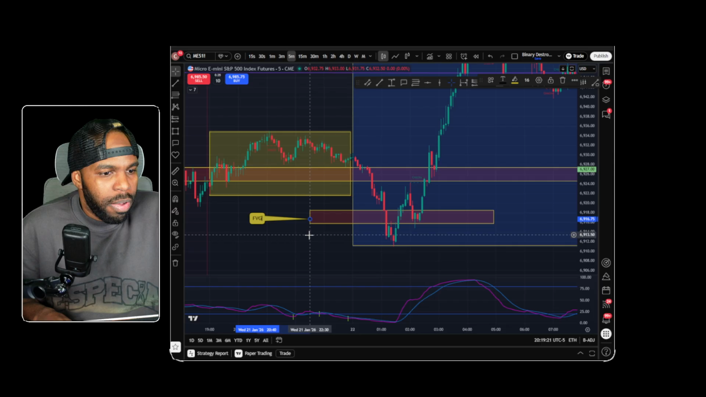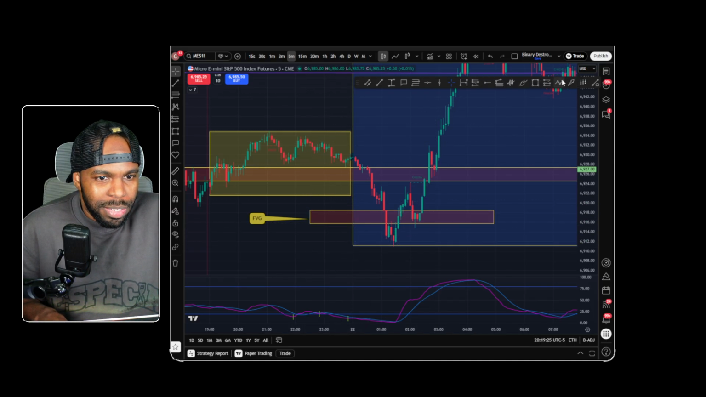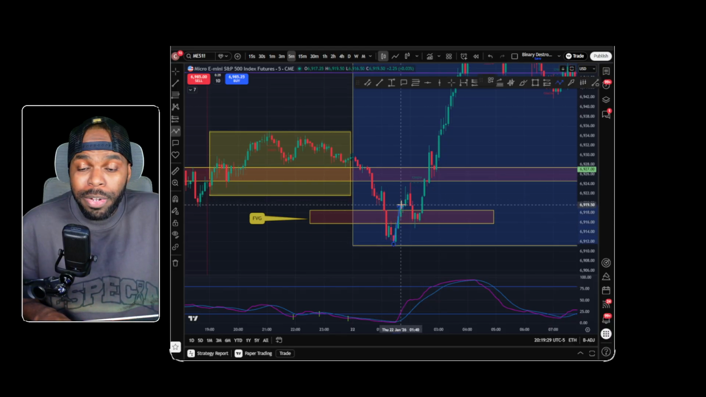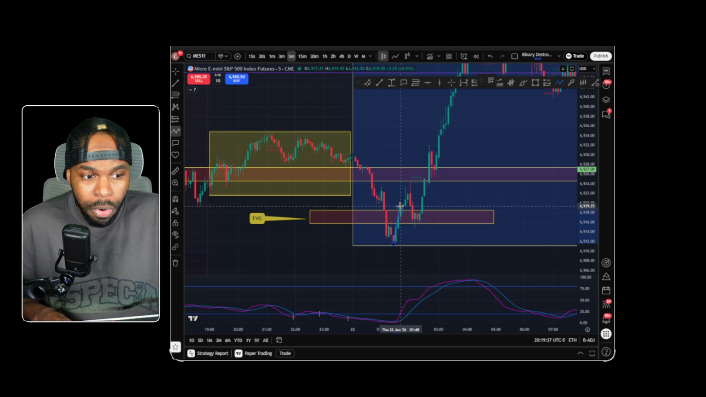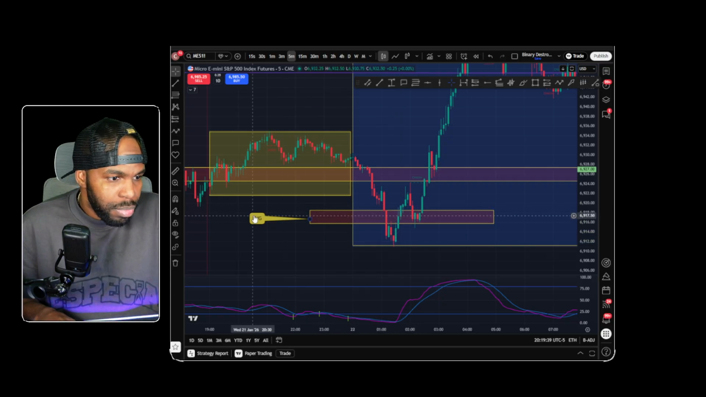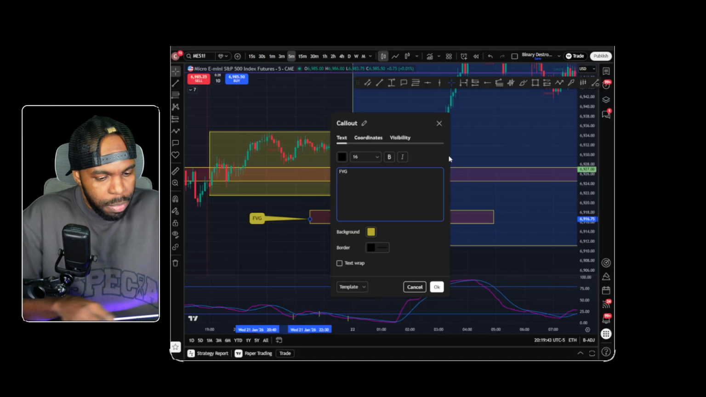So this is a fair value gap right here, a bearish fair value gap. Once price closes above that fair value gap, I'm taking the trade. Also, once price closes above that fair value gap, it turns into an inversion fair value gap. So what I'm going to do here, I'm going to just label this for you guys.